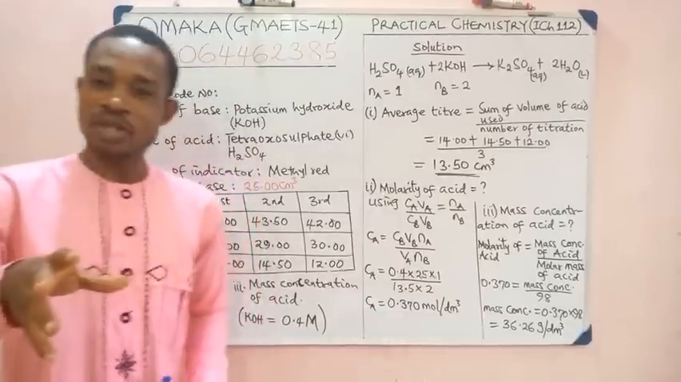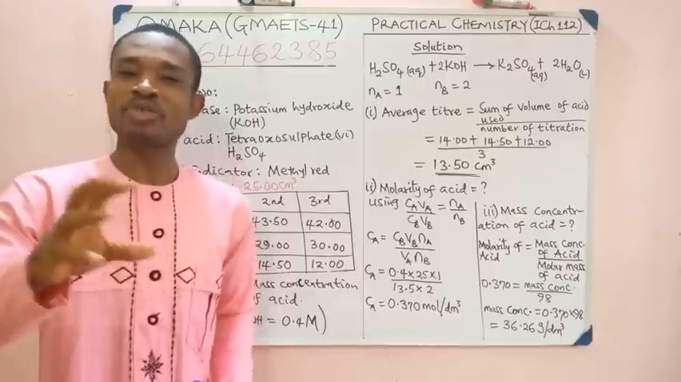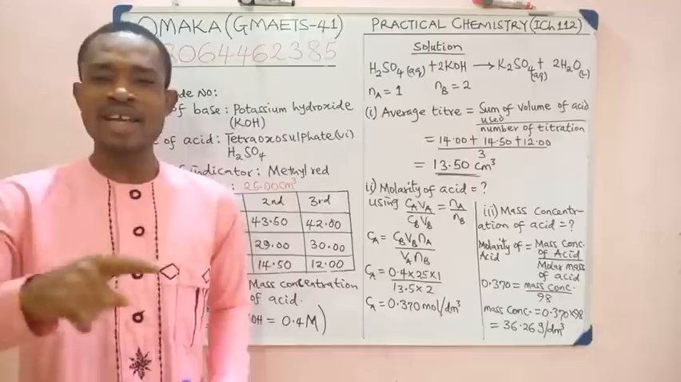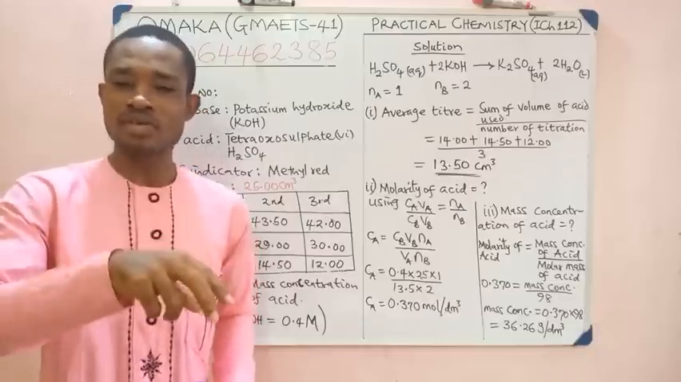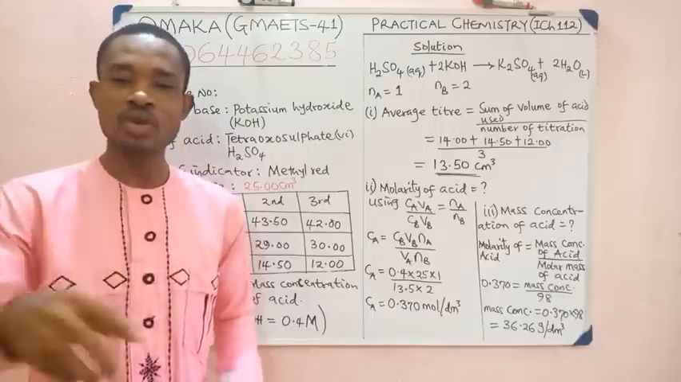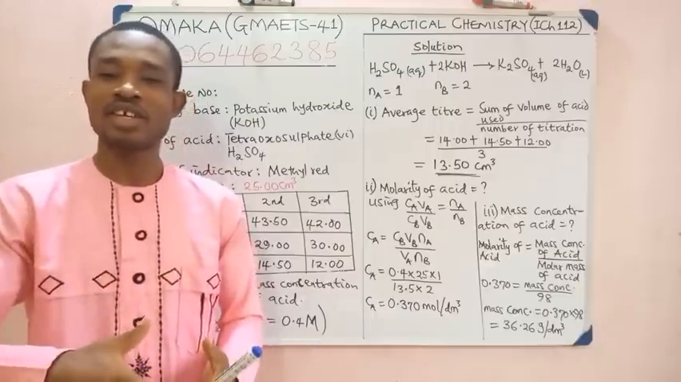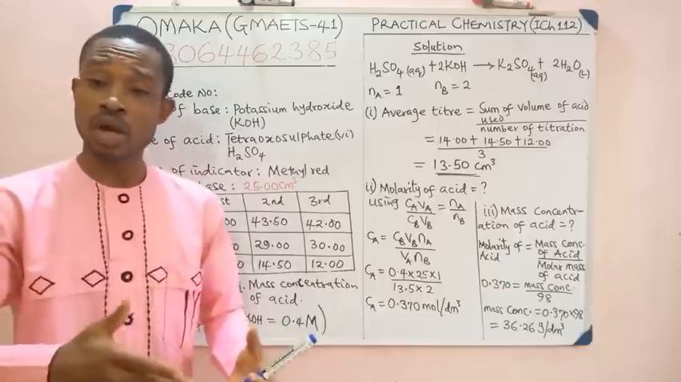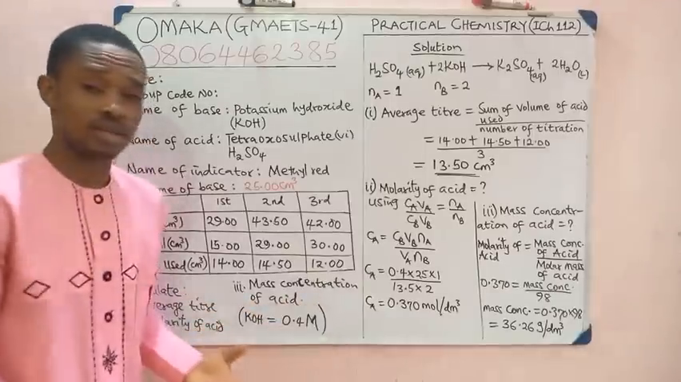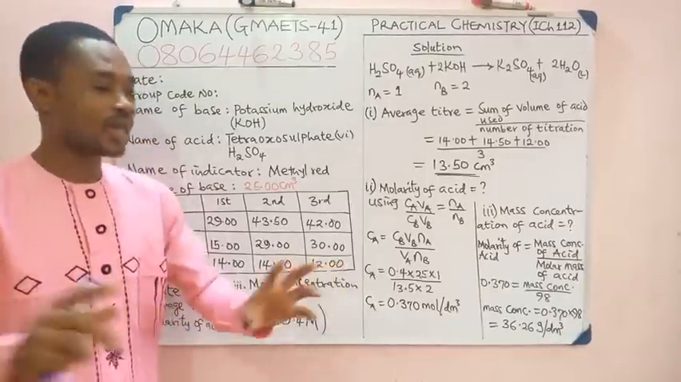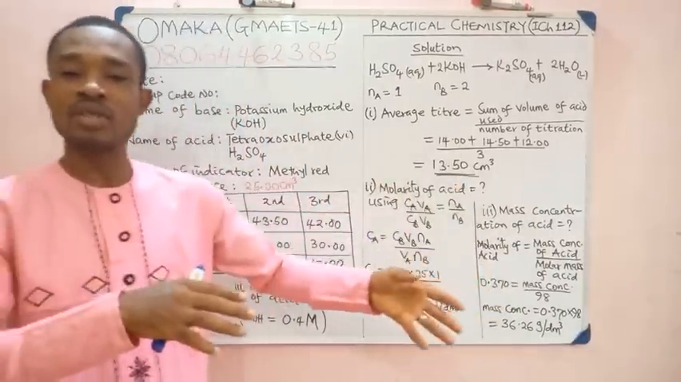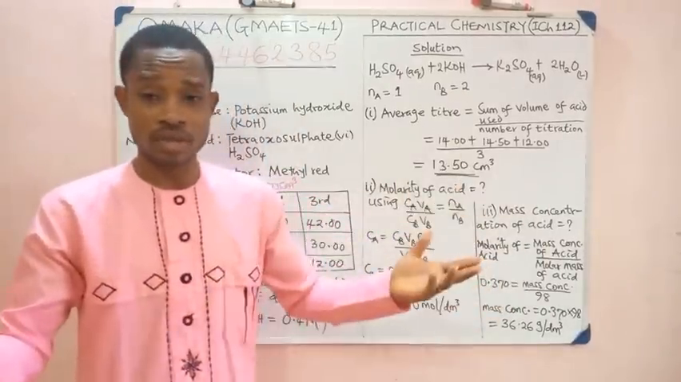We proceed to calculating the molarity of the acid. If you're talking about molarity, you know that you have two formulas to choose from. One, the formula relating the acid and base quantities, and the other, the formula that relates mass concentration to molar concentration. You use this second formula if you know the mass concentration, then you can calculate the molar concentration, which is molarity. But for this problem, we do not know the mass concentration of the acid. It means that we can't use this formula.